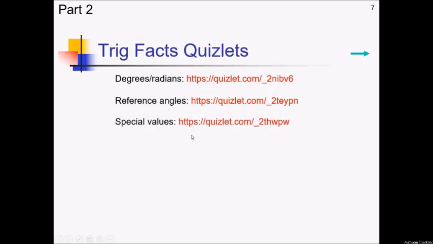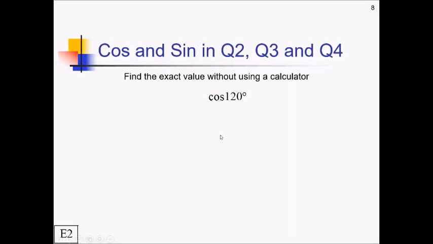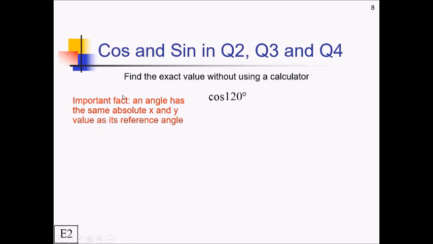without which we can't do bigger and more complex things. Now that we've memorized some values of cosine and sine in the first quadrant, we're going to use that to help us in the second, third, and fourth quadrants. Now the key to doing this is reference angles. Remember, a reference angle tells you basically how far you are from the x-axis in whatever quadrant you're in. So an important fact here is that an angle is going to have the same absolute x and y value as the x and y value of whatever its reference angle is.